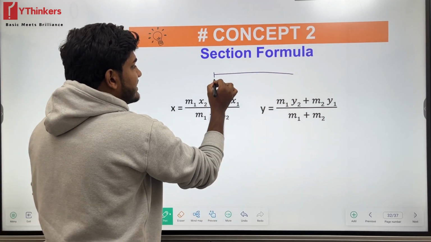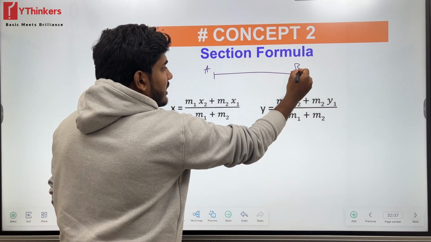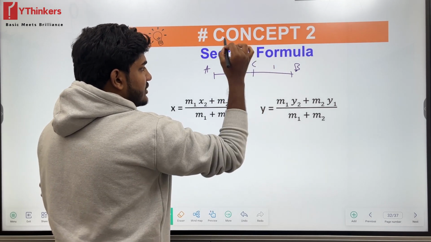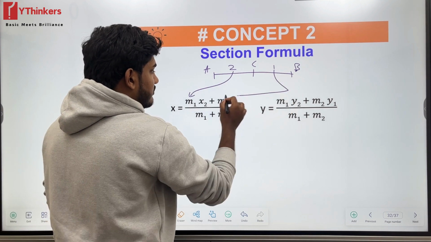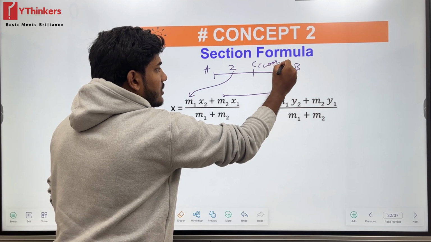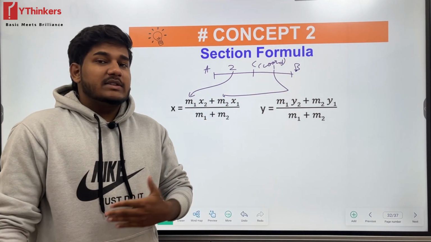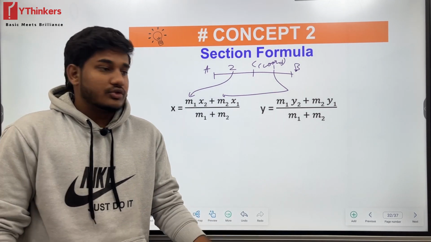Let's assume there is a line segment A, B, and you want to find out, okay, a point C such that it is 2:1 ratio. तो आपका M1 हो जाएगा 2, M2 हो जाएगा 1, and then you will be able to find the coordinates of this. So that is what section formula is about. As we solve the problems, you'll get to know how section formula is getting used to you.